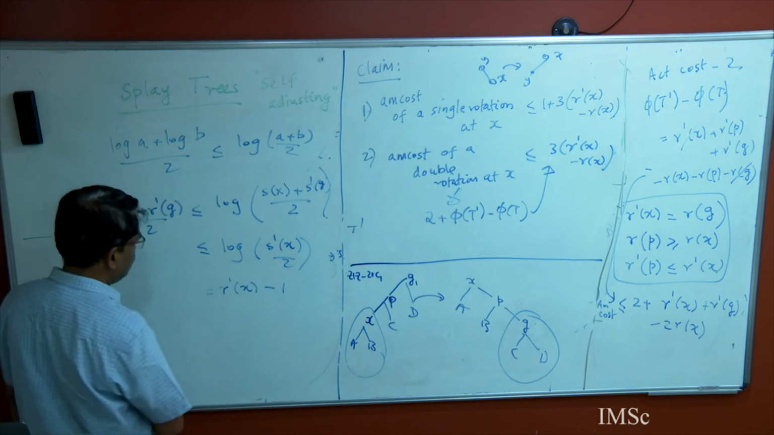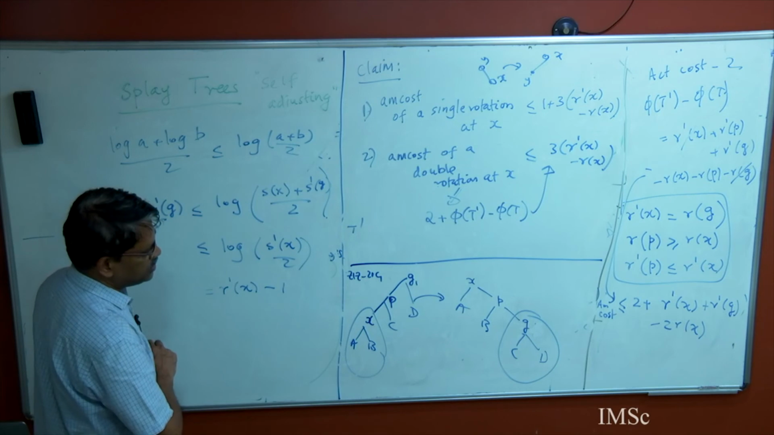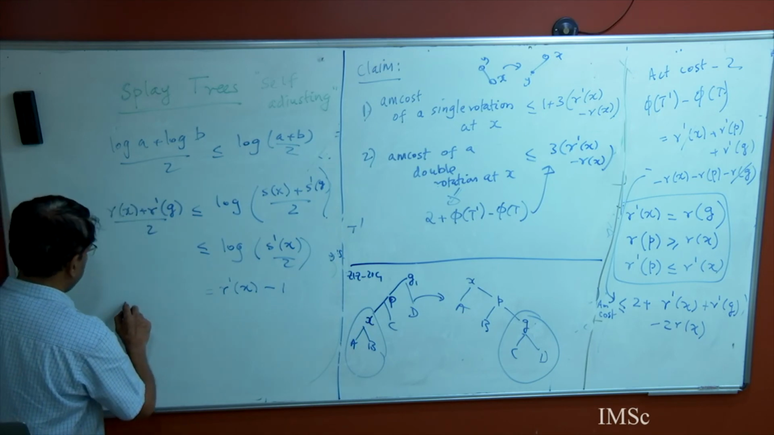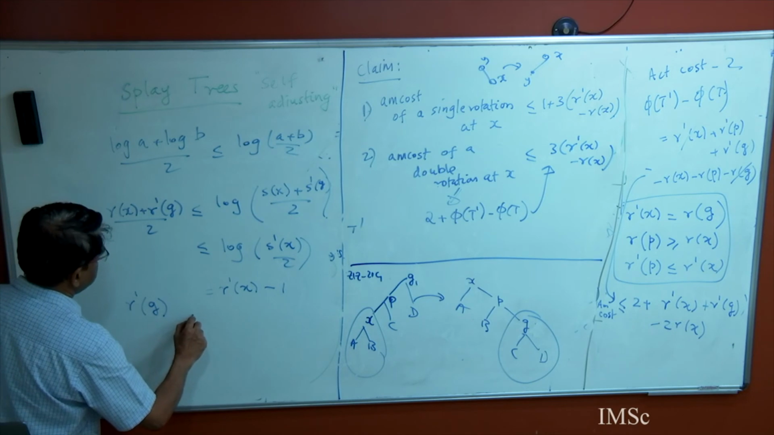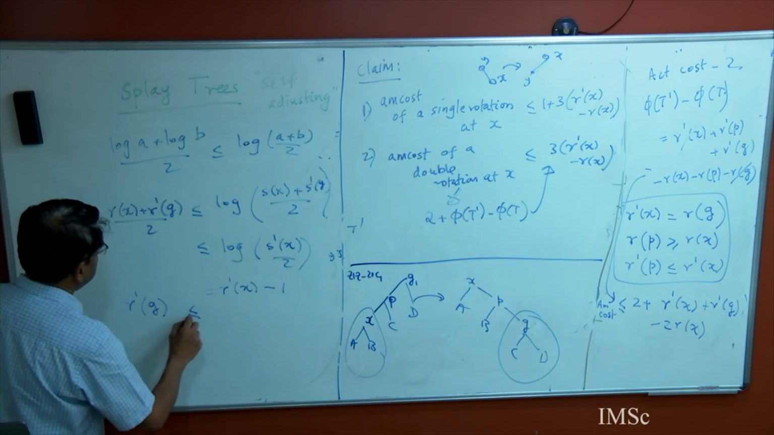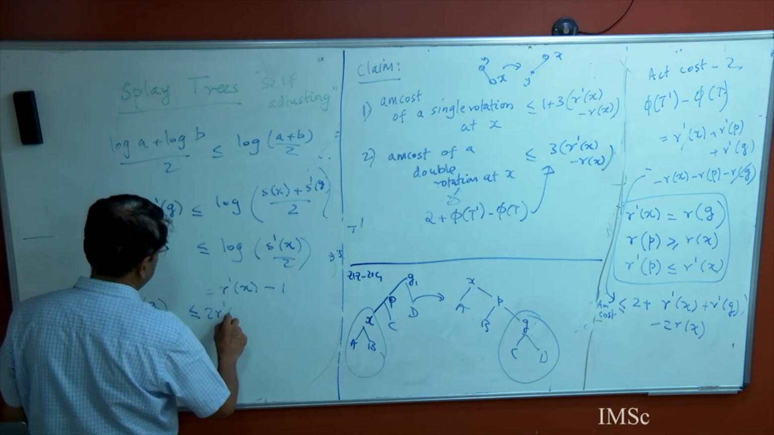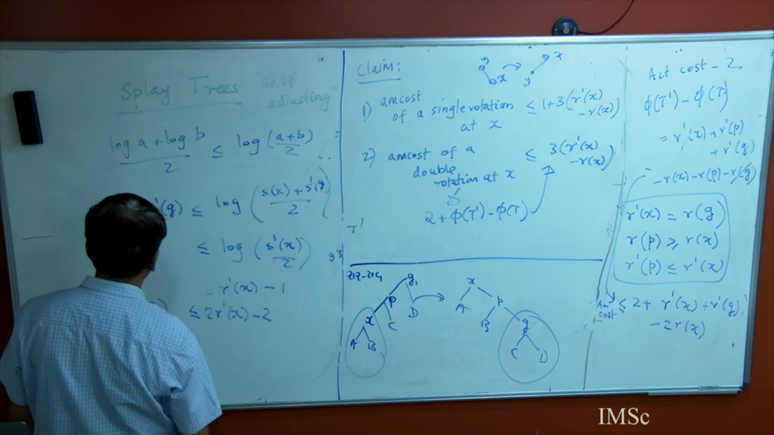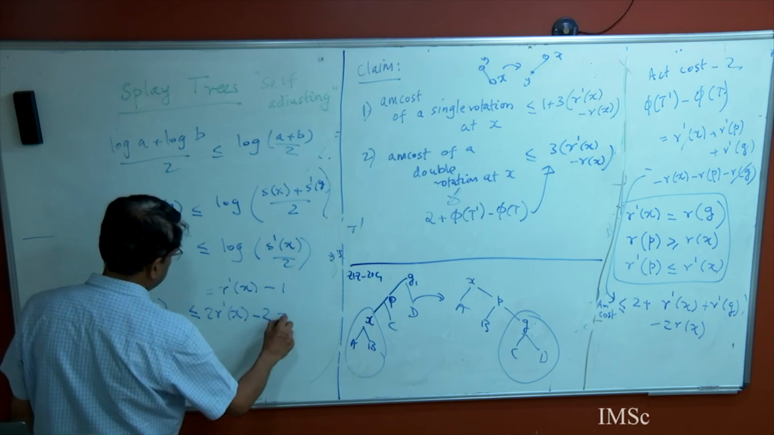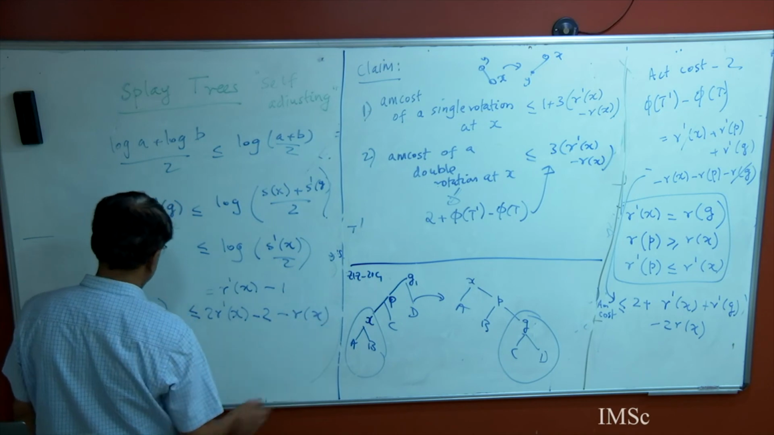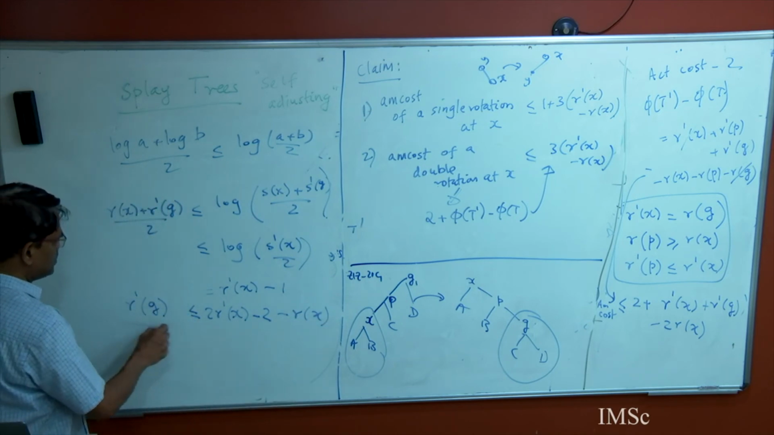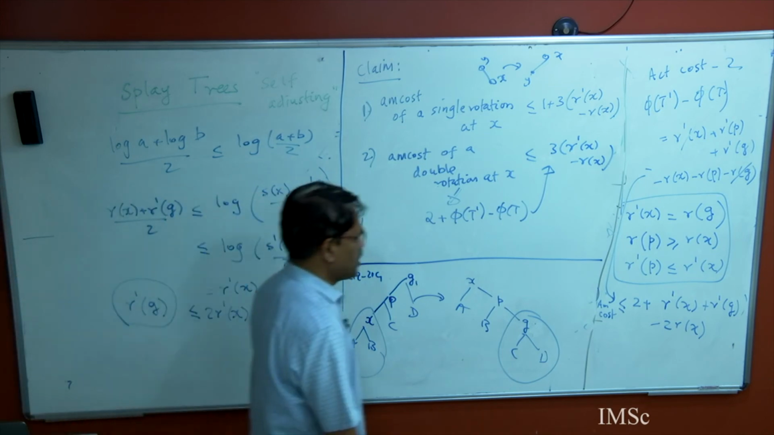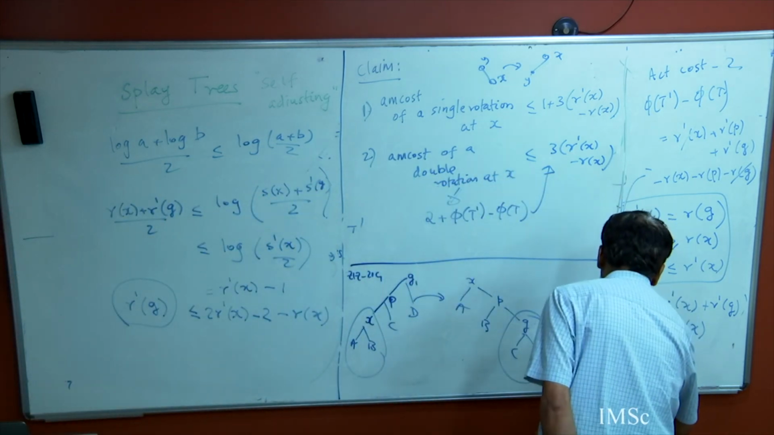Right. So I want to get rid of r prime g and then I'm done. So what do I get? r prime g is at most 2 r prime x minus 2 minus rx. So let's take this r prime g and replace r prime g by that. So what do I get?